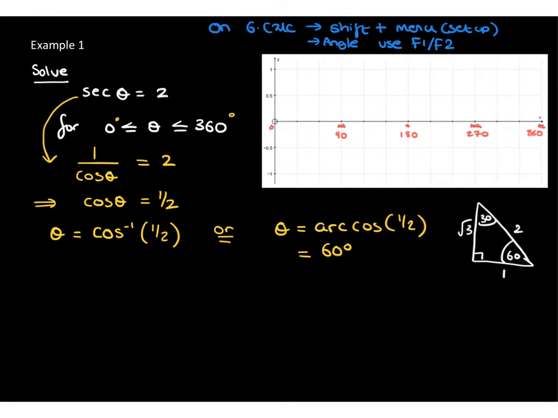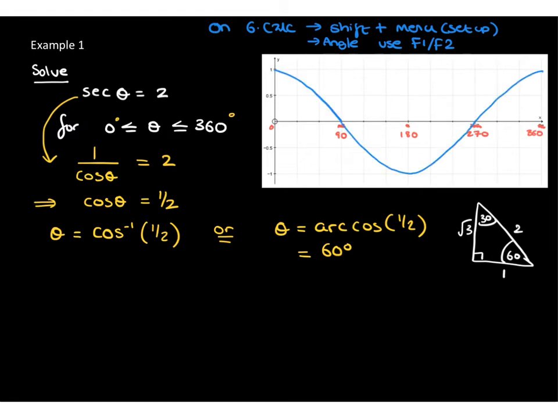Now, I'm going to solve the equations in this video using the trigonometric graphs. If you want to use the unit circle, the CAST diagram, or the quadrants to solve the equations, that's entirely up to you. Use whichever method you are comfortable with and which gets you to the correct answers.